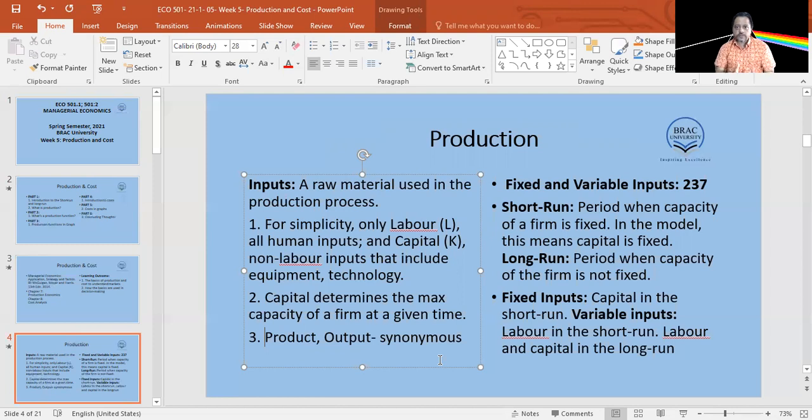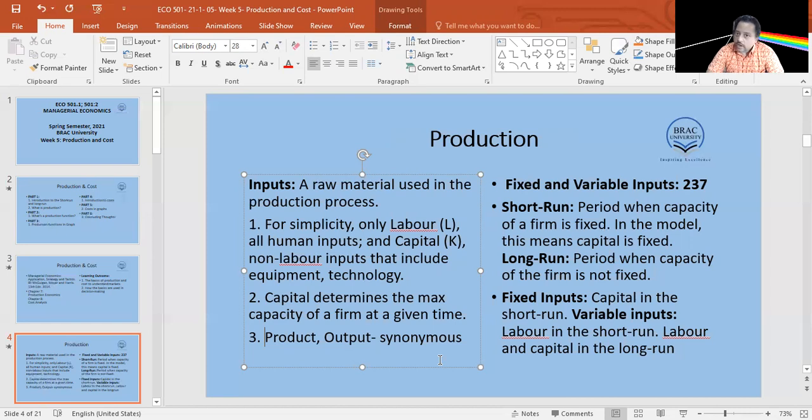If we break this assumption of fixed capital, that means over time, capital can be incremented. That means the capacity of the firm over time will increase. Then it becomes the long run. So the long run is the period when capacity of the firm is not fixed. Capacity of the firm is linked to the amount of capital it has. Therefore, the long run is the time period when capital can be variable, i.e. capacity can be variable.